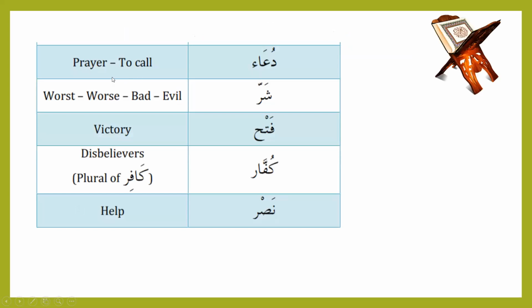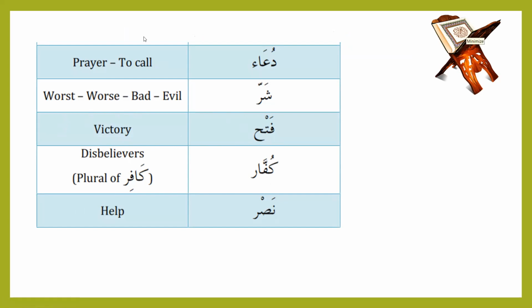Dua is prayer or to call. Shar is worst, bad or evil. Fath is victory. Kuffar, the meaning of kuffar is disbelievers, kafir. What is the root word of kuffar? It's kafara. What is the meaning of kafara? Can you please help us out?